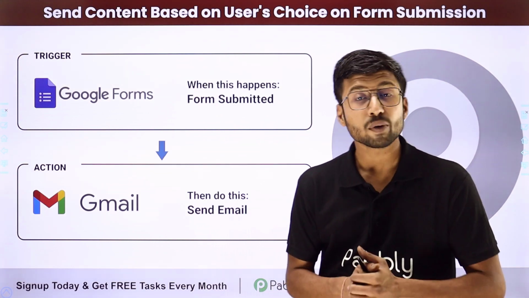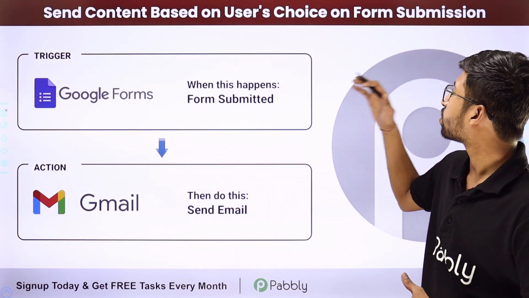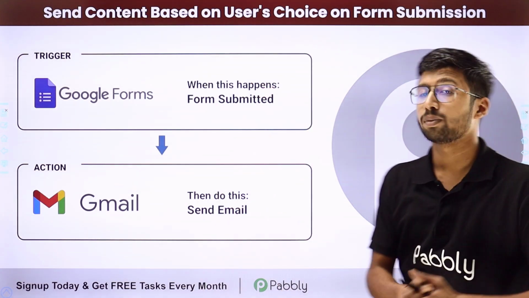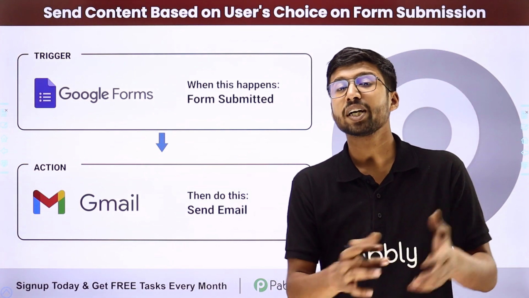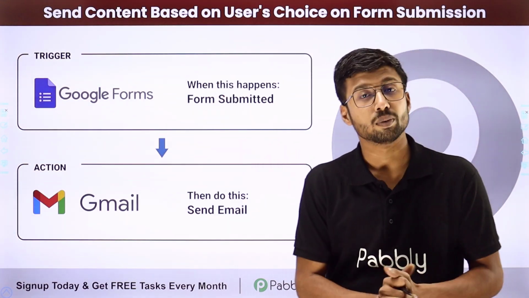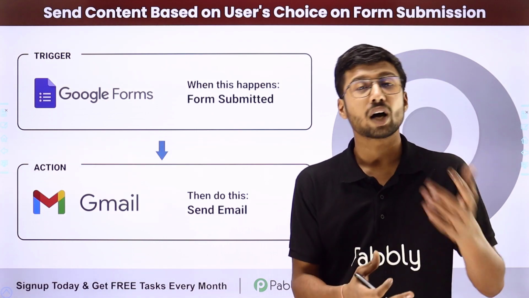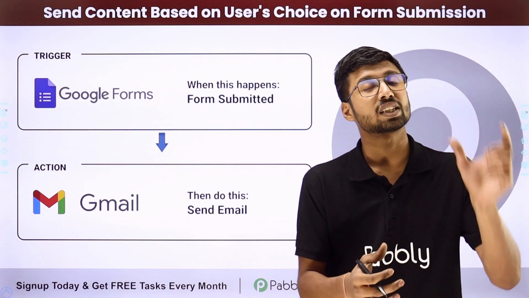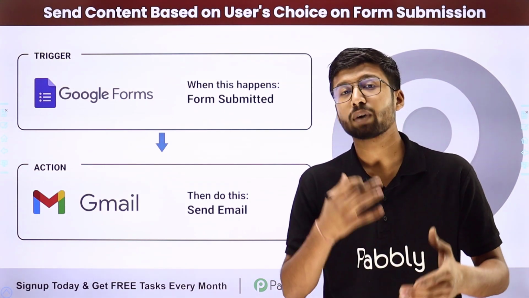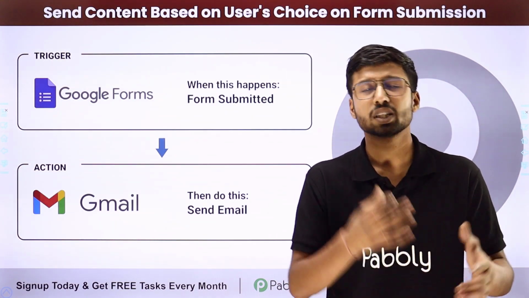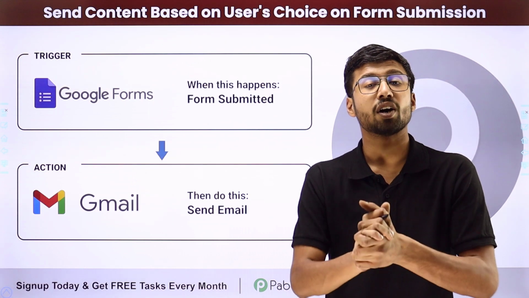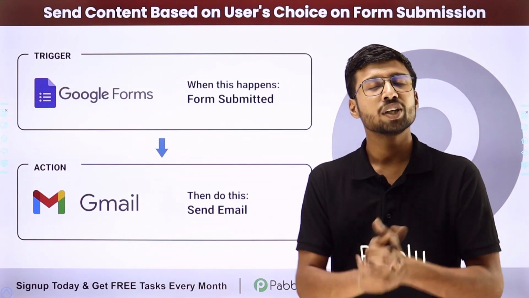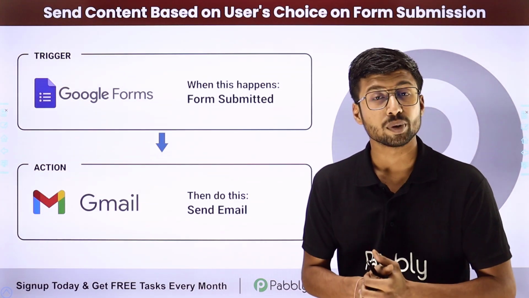So in this video, we are going to learn how to send content based on user's choice on form submission. Now suppose, guys, you have created an online form using Google Forms, and in that Google Form, you're asking your users some kind of details, and on that basis, what option they select in the form, you want to share some kind of files. It can be some product brochures, some travel brochures, or some content or anything like this. So here, guys, let me tell you, you can actually automate this process.